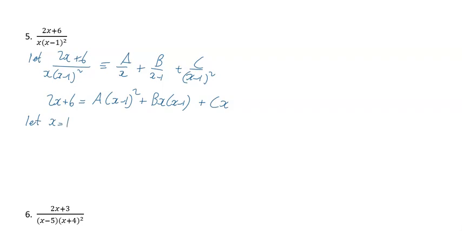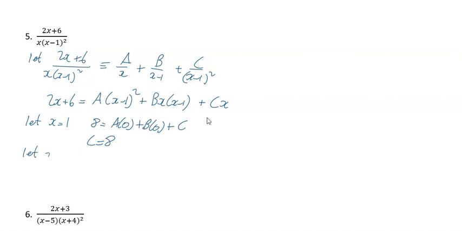So if you let x equal 1, you can see this bit here will become 0, so your a term will disappear. This bit here will become 0, so your b term will disappear. You'll be able to find your c straight off. So letting x equal 1, you're going to have 2 plus 6, which is just 8, is equal to a times 0 plus b times 0 plus c times 1, so c. So straight off you've got c is equal to 8.